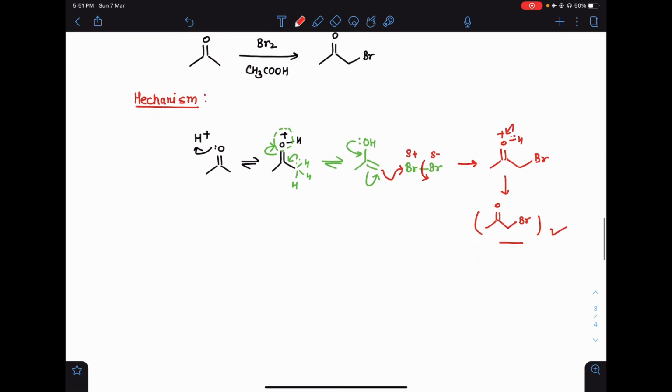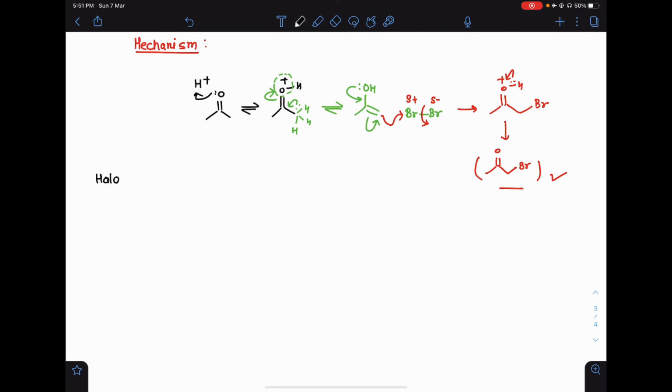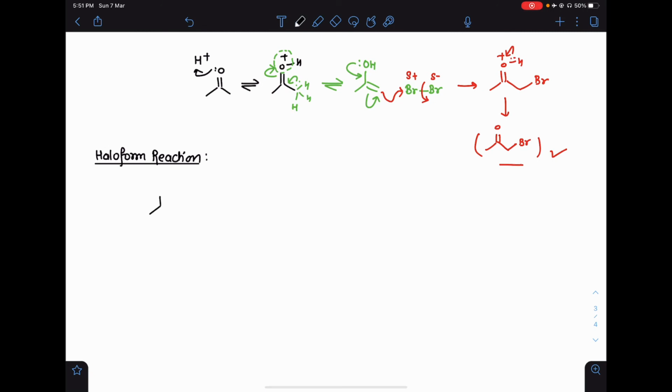Similarly, there is one more reaction that you must have learned, that is the haloform reaction. The haloform reaction also becomes very, very easy when we go through the enol mechanism. So to give you the general reaction, what happens if you react a carbonyl compound with NaOH in the presence of halogen molecule X2, where X can be chlorine, bromine, or iodine? It will give you sodium carboxylate ion plus CHX3.